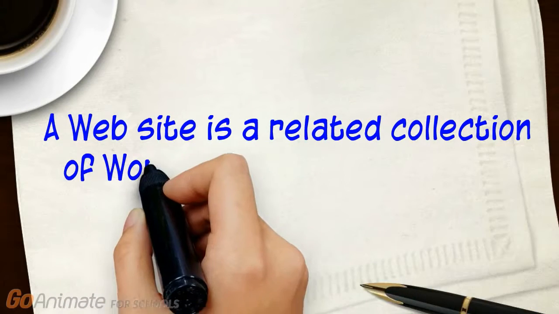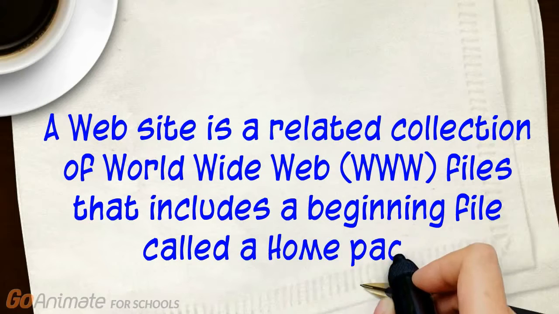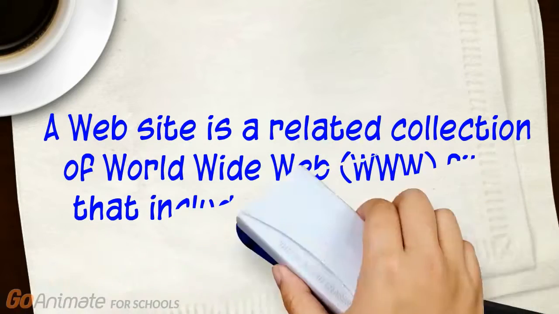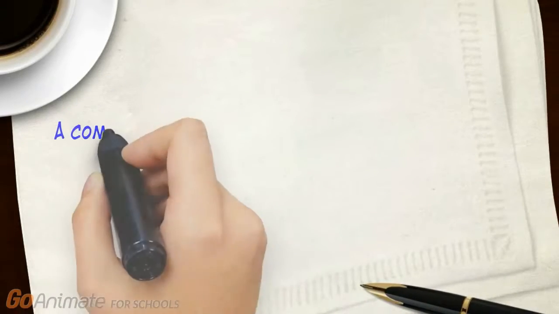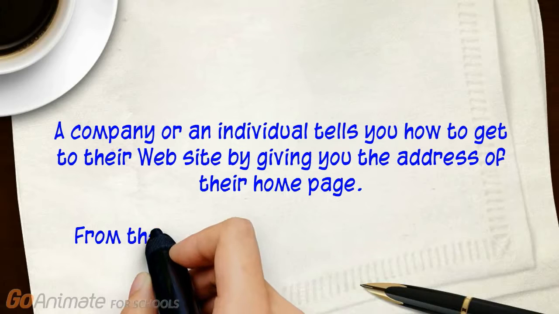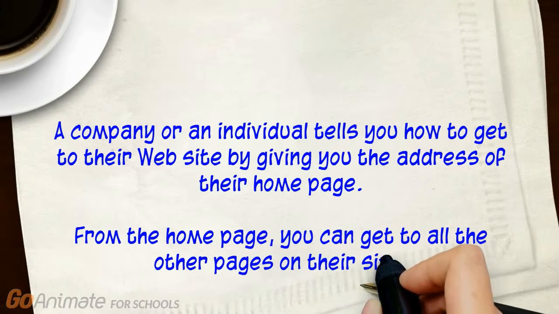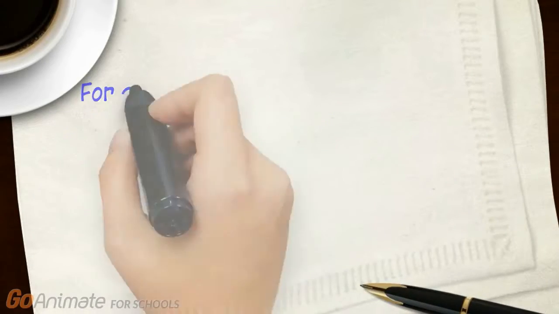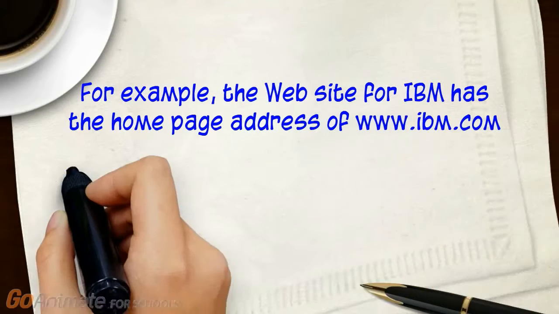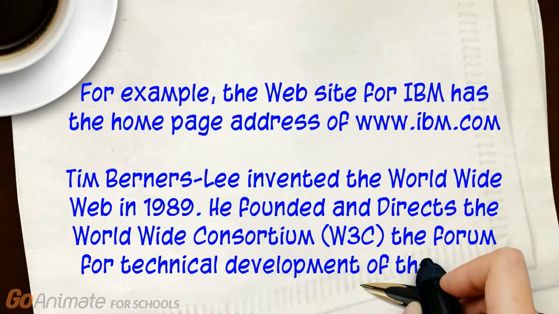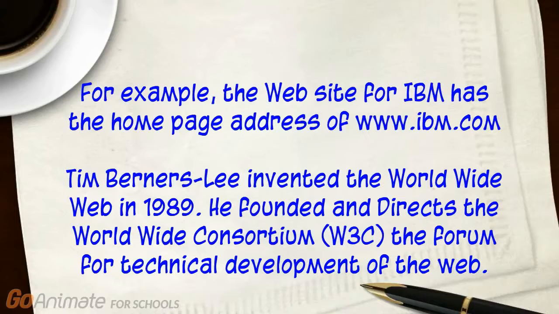A website is a related collection of World Wide Web (www) files that includes a beginning file called a home page. A company or an individual tells you how to get to their website by giving you the address of their home page. From the home page, you can get to all the other pages on their site. For example, the website for IBM has the home page address of www.ibm.com. Tim Berners-Lee invented the World Wide Web in 1989. He founded and directs the World Wide Web Consortium.